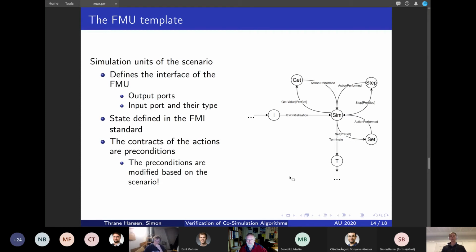So every time you try to invoke an action on an FMU, it would basically check the contract as a precondition on the scenario. So it will check that you are not setting a value that doesn't conform to the contracts that we stated earlier. And of course, you cannot set a value on an input if the FMU is unloaded. So it will just verify all these constraints.